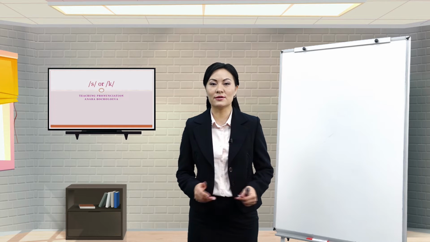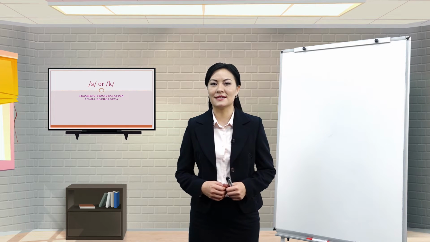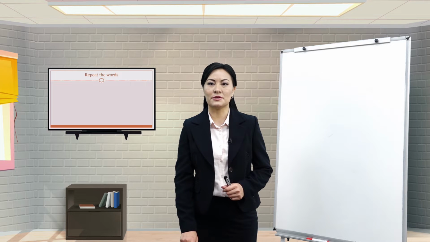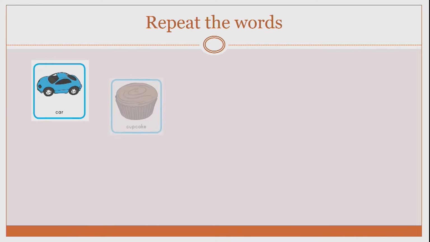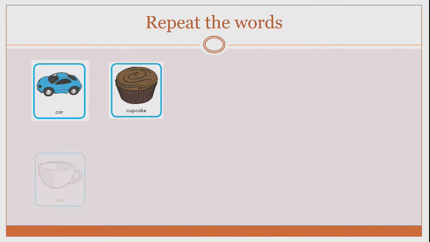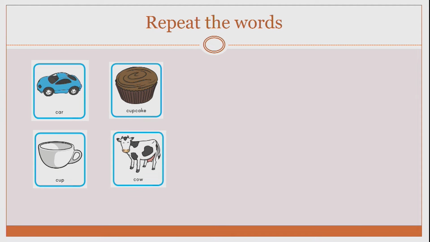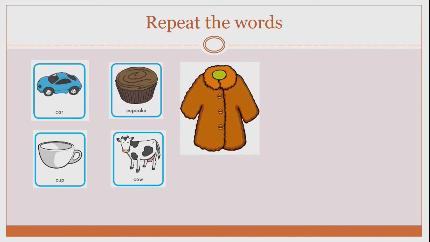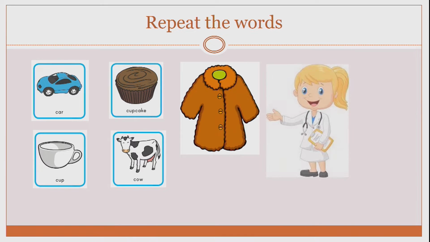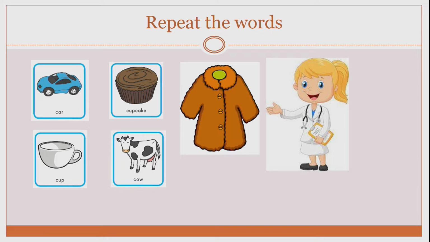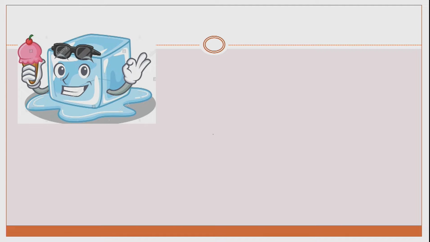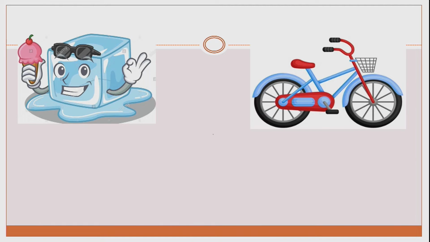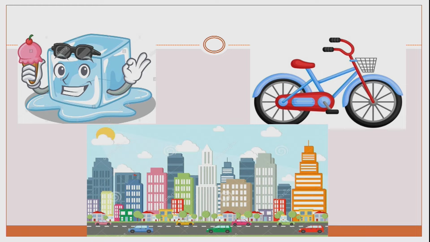Hello children, how are you today? I'm happy that you are great. Let's start our lesson. Look at the picture and say, what's this in English? It's a car. What's this? A cupcake. What's this? A cup. And what's this? A cow. What's this? A coat. And this is doctor. Right. Now look at other pictures. What's this? Ice. And this is bicycle. And what's this? City.